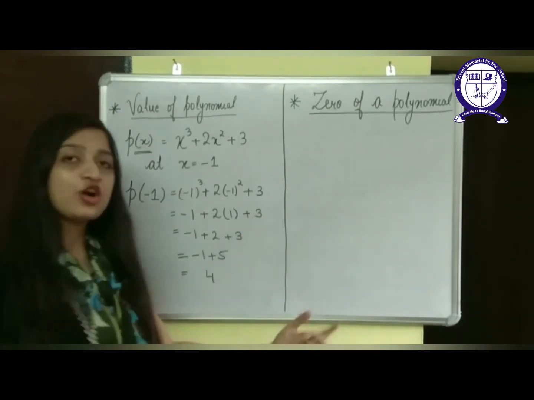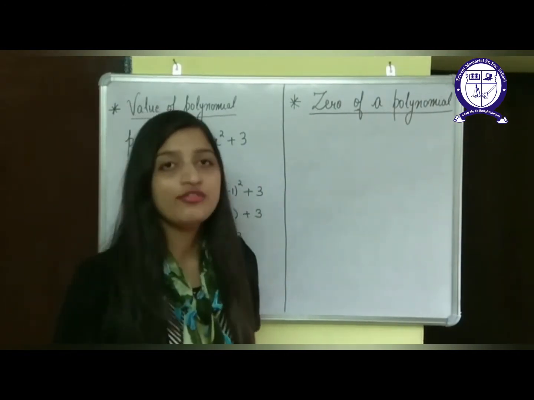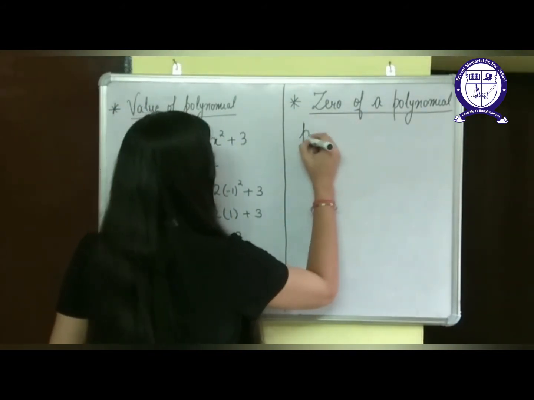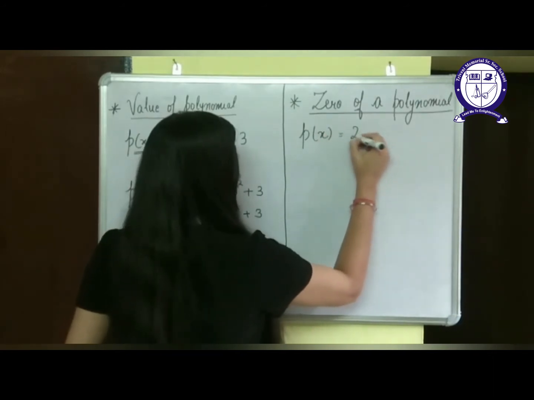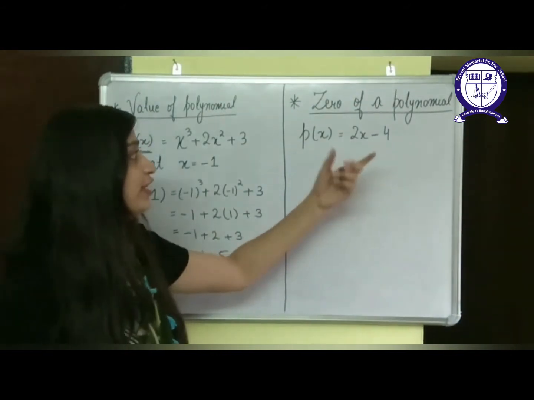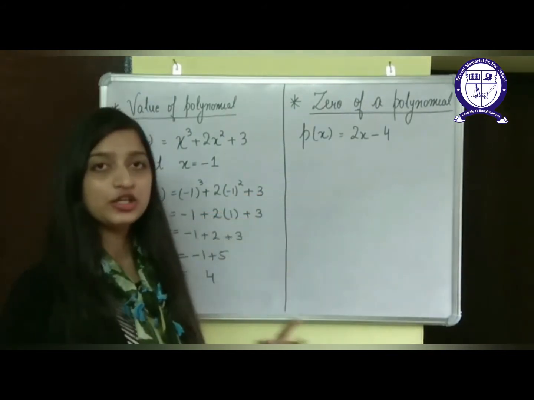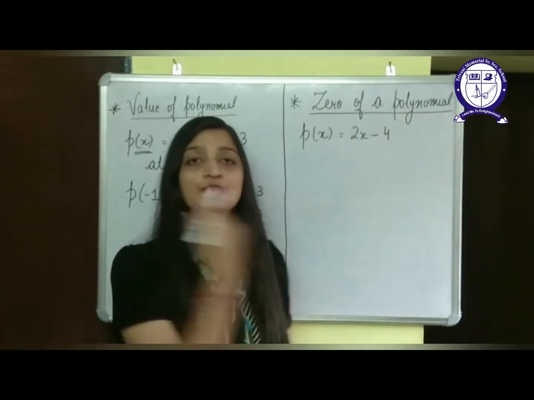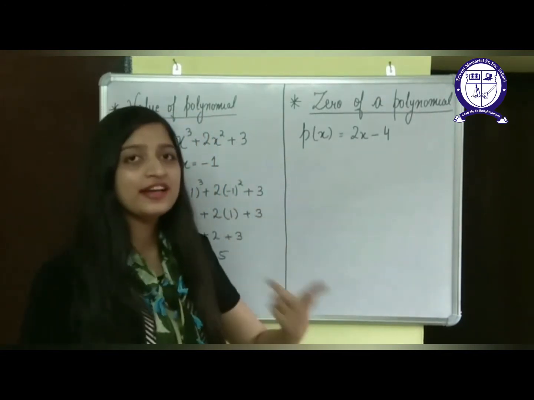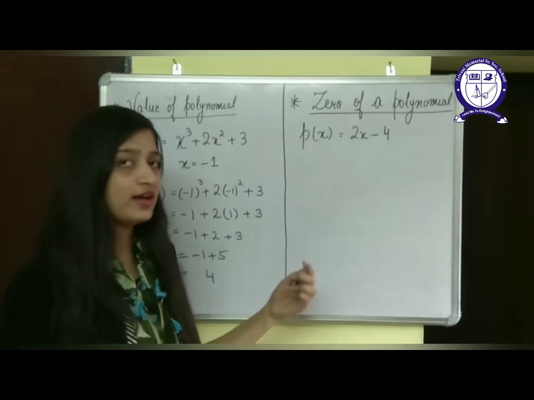Okay. Now the next topic is the zero of a polynomial. The zero of a polynomial is that value of x which gives me the answer 0. For example, I am given a polynomial p(x) as 2x minus 4. Okay, this is a polynomial given to us. We need to find the value of x where the polynomial gives the value 0. That means what value of x I will put in this so that my answer becomes 0. By hit and trial method, if I think in my mind, I can easily see that if I put x equals 2, my answer will be 0.